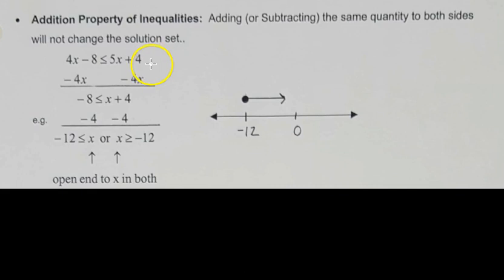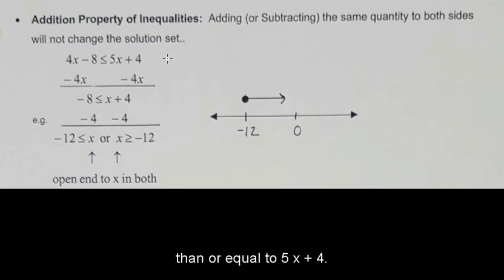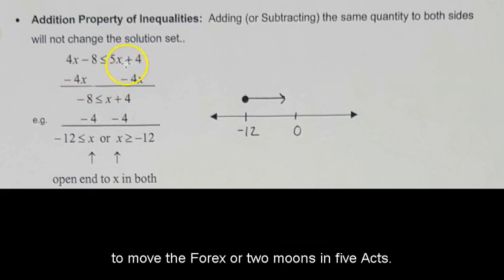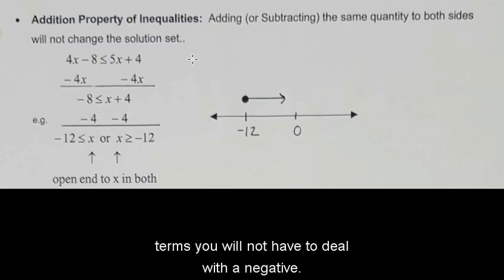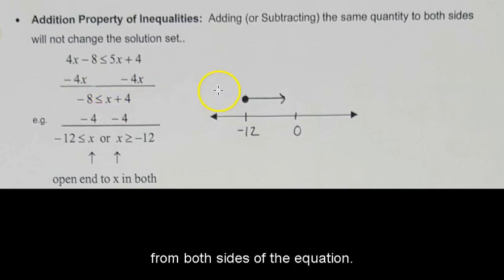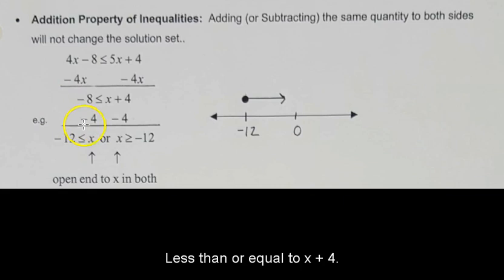Let's look at an example. You can see here that we have 4x minus 8, which is less than or equal to 5x plus 4. I need to get my two x terms on the same side. I have a choice to move the 4x or to move the 5x. As before, if you move the smaller of the two variable terms, you will not have to deal with the negative. So I choose to move the 4x by subtracting 4x from both sides. When I do this, I will end up with negative 8, the constant by itself on the left, less than or equal to x plus 4.